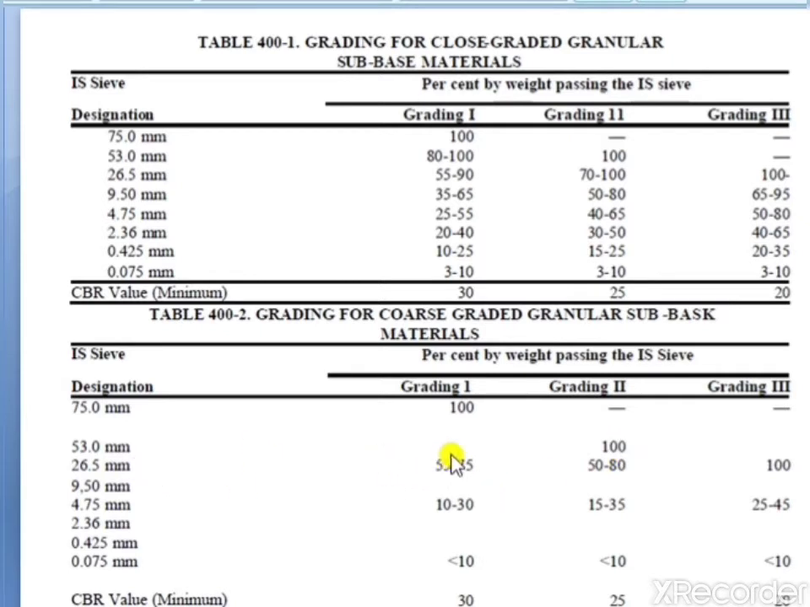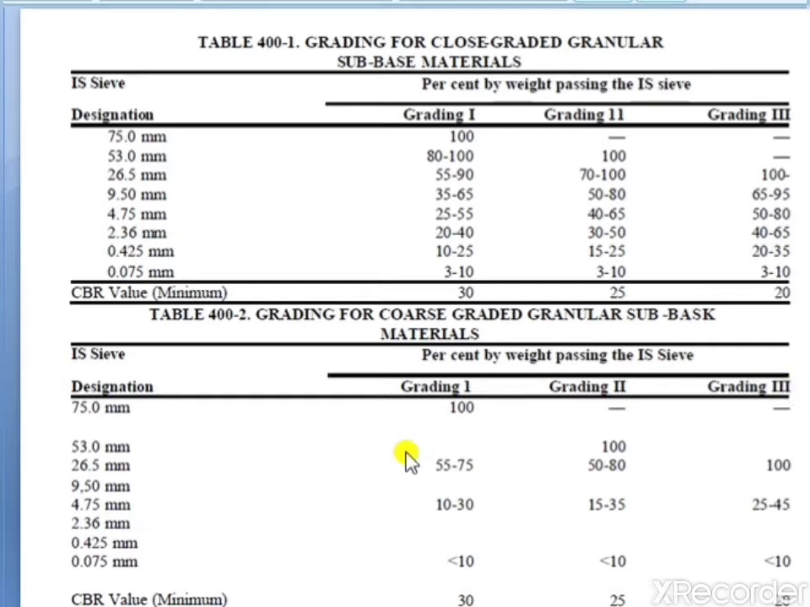Similarly, in grade 1, if a material which is sieved through 26.5 mm and the percentage of passing is between 55 to 75%, then the material comes under grade 1. So here we have different percentages of passing through different sieve sizes, and depending upon the percentage of passing through respective sieves, we have different grading systems like grade 1, grade 2 and grade 3.